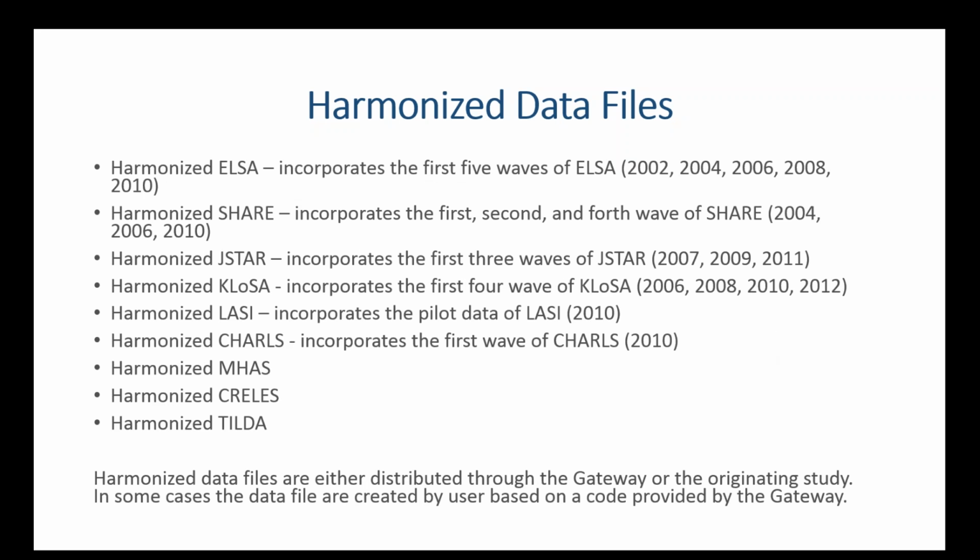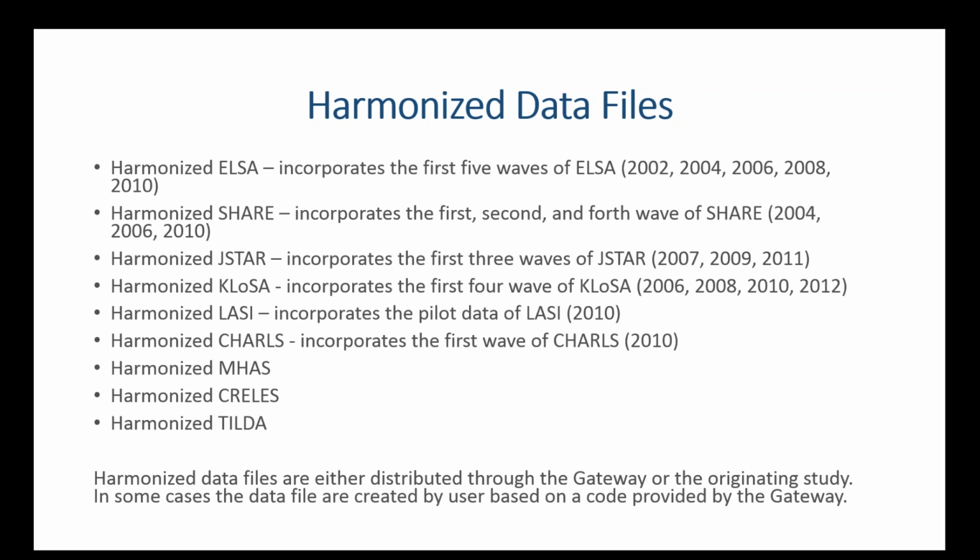So these are the currently available harmonized data sets which we produce. This includes the harmonized ELSA, which includes the first 5 waves of ELSA; the harmonized SHARE, which incorporates the first, second, and fourth waves of SHARE; the harmonized JSTAR, which incorporates the first 3 waves of JSTAR; the harmonized CHARLS, wave 1 and wave 2 of CHARLS; the harmonized CLSA, which incorporates the first 4 waves, 2006 to 2012; and the harmonized LASI, which is just the pilot data currently. We're also working on harmonized MHAS for Mexico, harmonized Corrales for Costa Rica, and harmonized TILDA for Ireland.